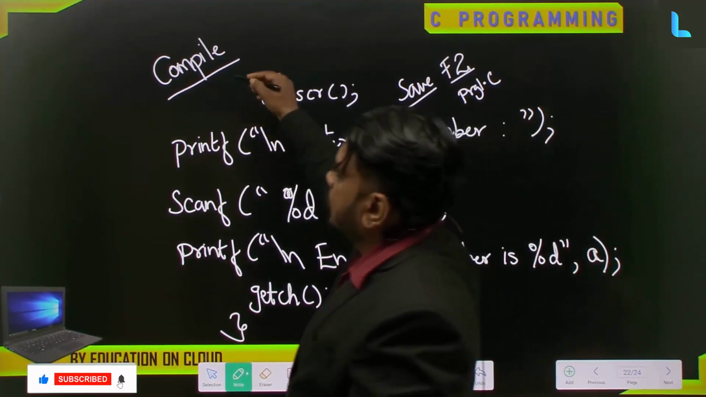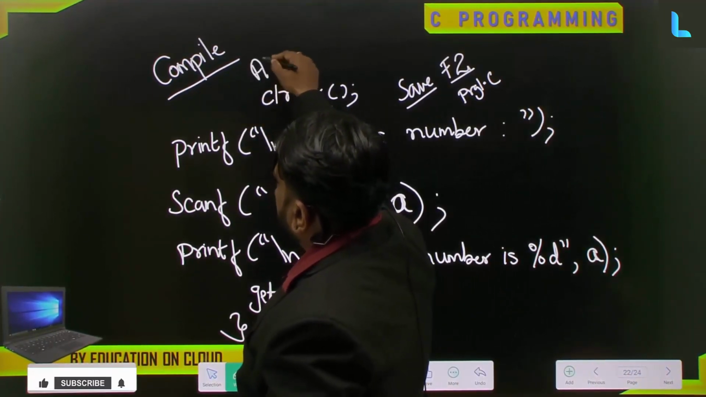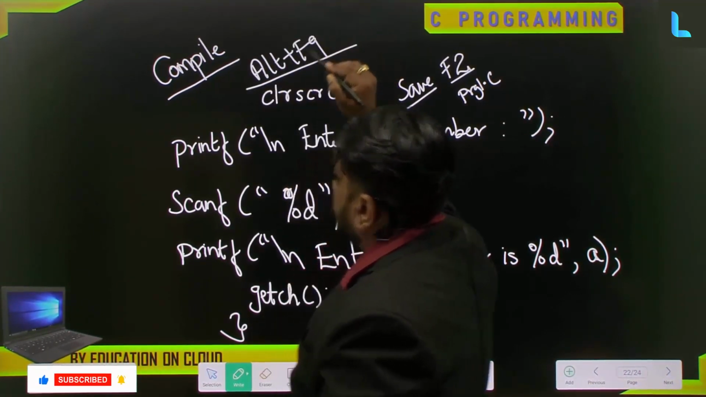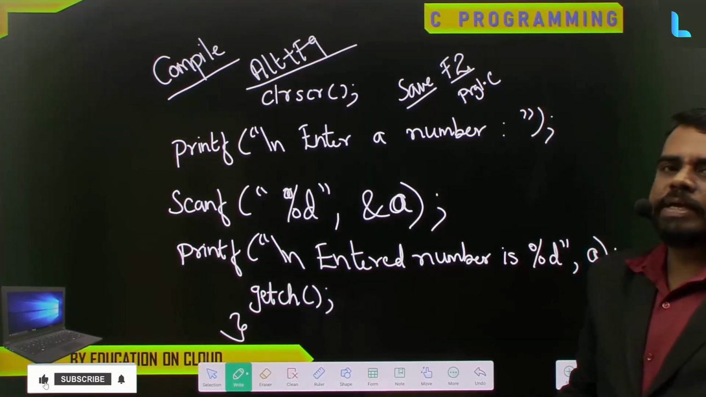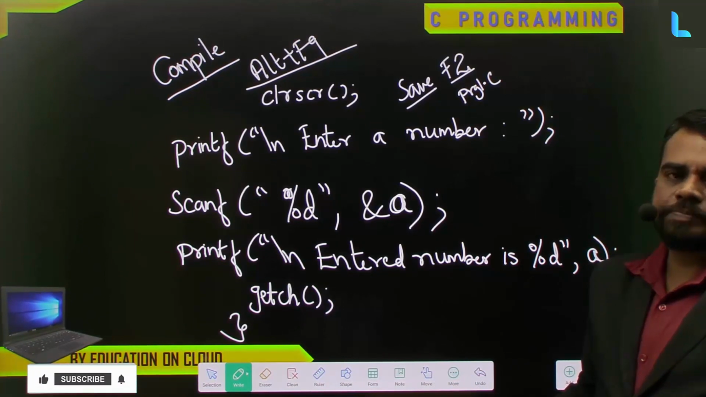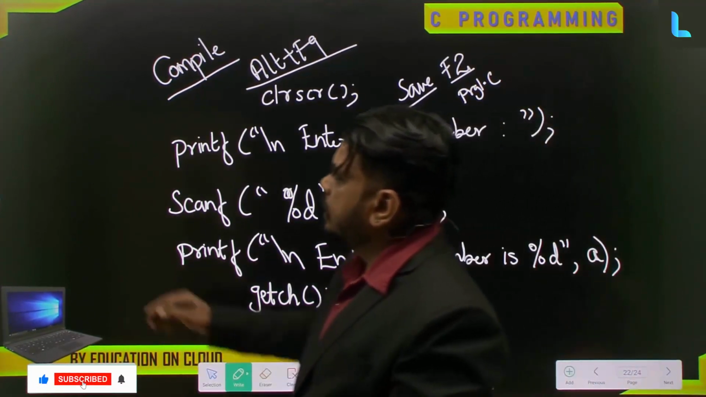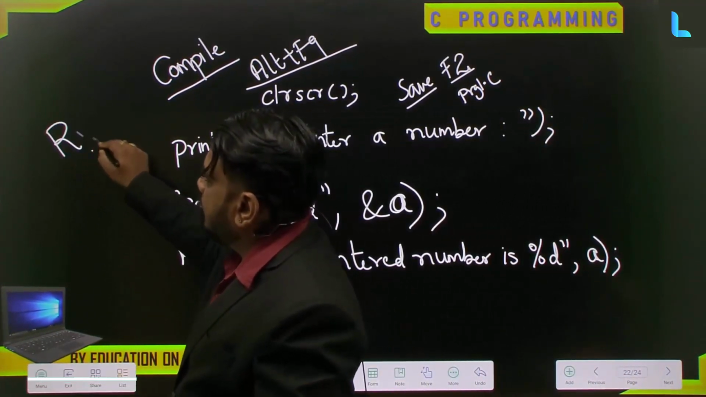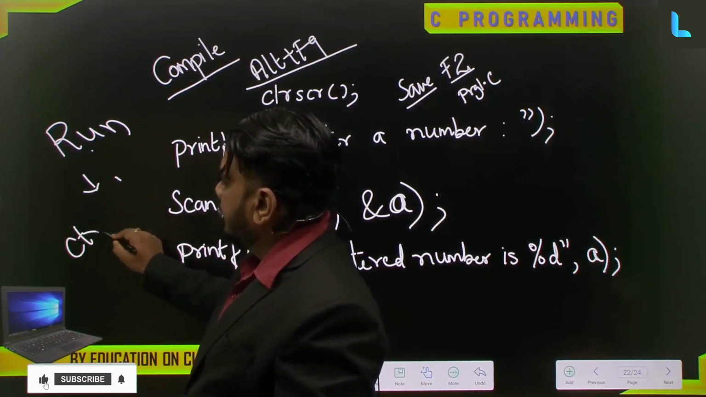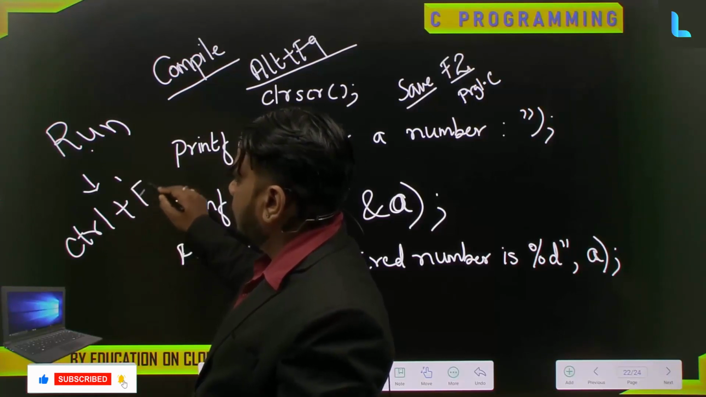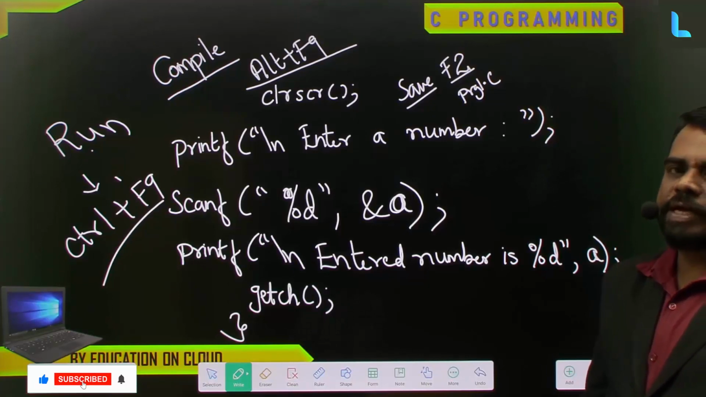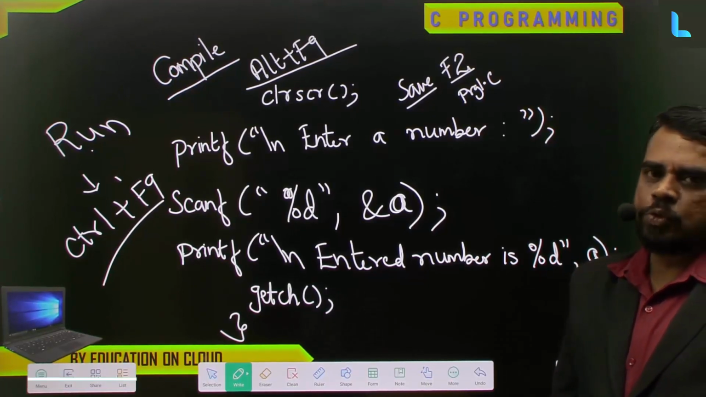So how do we compile? You are supposed to use the keyboard shortcut Alt plus F9. When you press Alt F9, the program gets compiled. If there are no errors, it will tell that it is successfully compiled. Once it is compiled, next we are supposed to run or execute the program. The keyboard shortcut to run or execute the program is Control plus F9. When you press Control plus F9, the program gets executed.